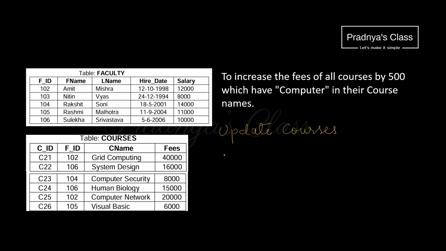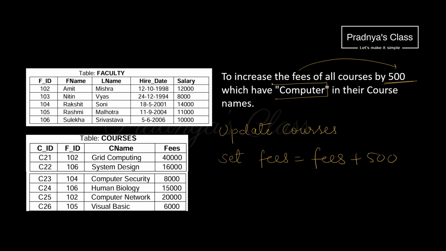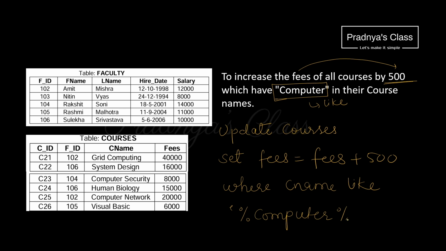We have to update fees. So we will be writing that with the set clause. Set fees equals to fees plus 500. With that we increase the fees by 500. Now what's the criteria? The course name should have computer in it. It can be anywhere. It means we need to do pattern matching. For that we will be using like operator. So let's do it with the where clause. Where CNAME like, we will use % operator. It means it can be anything in the beginning, but the condition is computer should be there, or anything can be in the end. So this is how the query will look like.